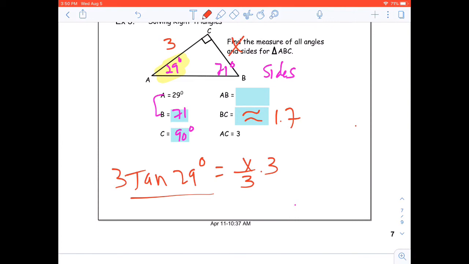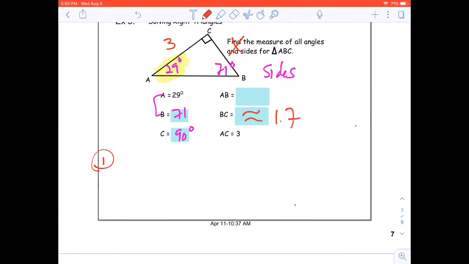You can find AB two ways. You can make another trig equation like we did before, or you can use the Pythagorean theorem. So again, one way you can go about finding AB is by taking 3 squared plus 1.7 squared equals AB squared. And friends, that's not wrong, that's not bad, but that was an approximation.